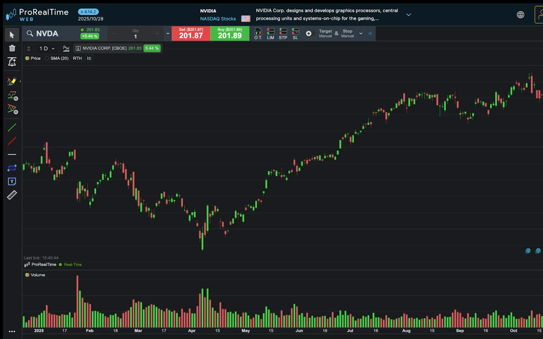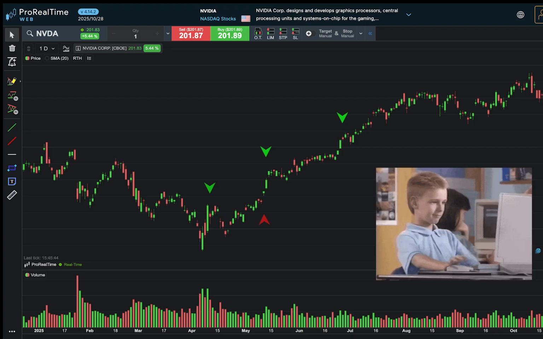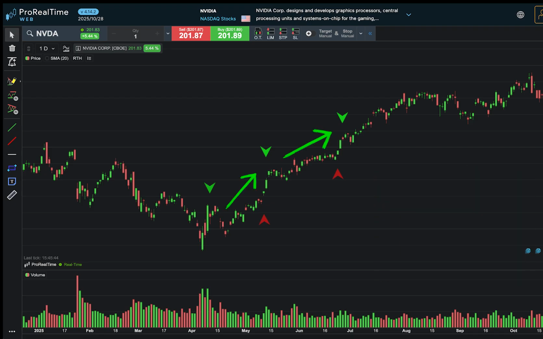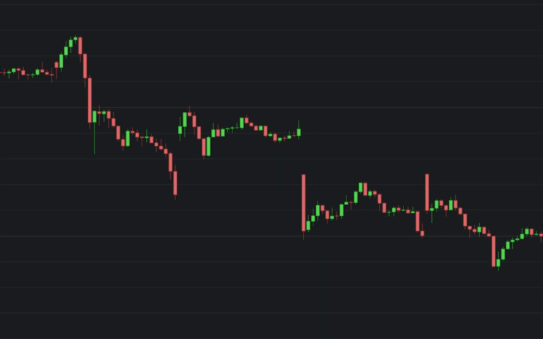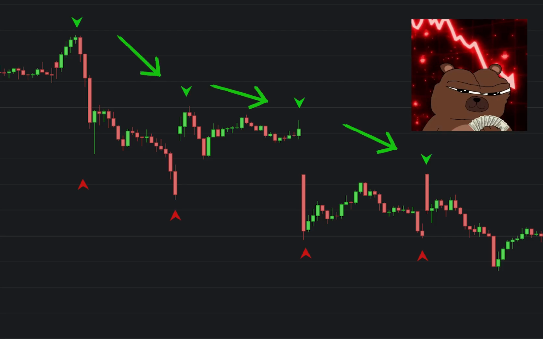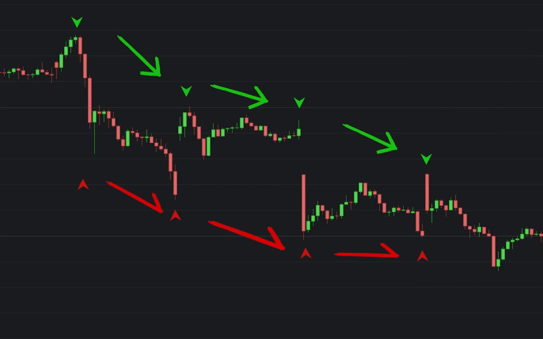Every market moves in one of three directions. First, uptrends. When you see prices making higher highs and higher lows, that's buyers gaining ground. Each rally goes a bit higher than the last, and each pullback stops at a higher level than before. Then there are downtrends, the opposite. Lower highs and lower lows.